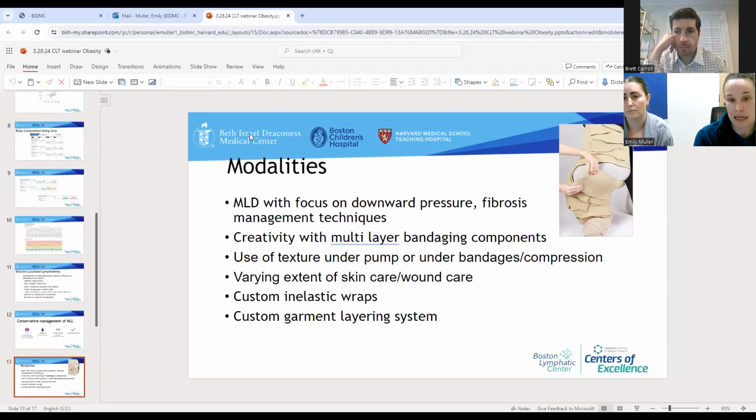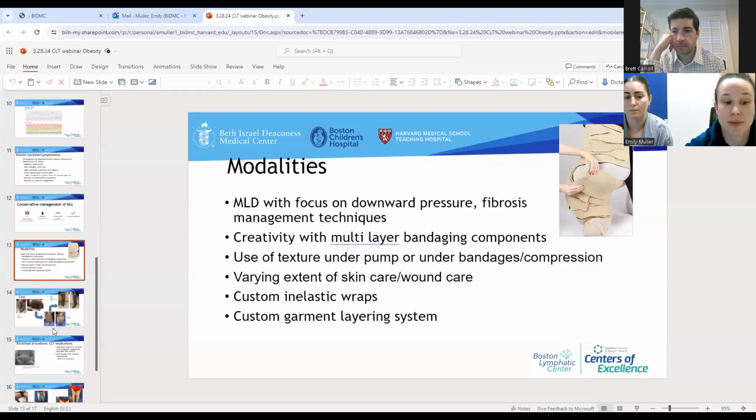And you're also going to apply a varying extent of wound care, or skin care, or potentially wound care, depending on the patient's status. You'll also probably need to utilize some custom garments in whatever capacity that you end up with, whether it be an elastic wrap or a flat knit garment. You can get creative with the way you're layering those garments as well to get good coverage and make it easier on the patient to don and doff.